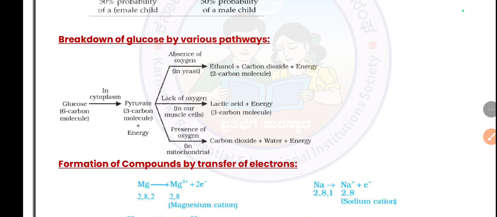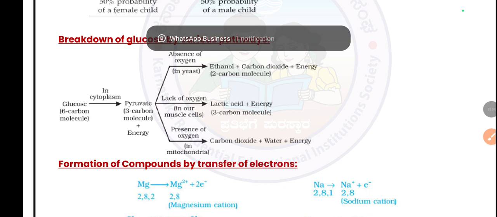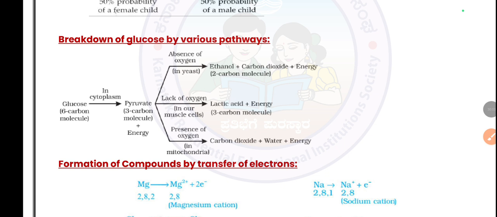Because of a lack of oxygen in our body, lactic acid is formed. It produces high pain. Okay, that's why it's important. The next one, in the presence of oxygen: carbon dioxide, water, and energy. Okay, this occurs in the mitochondria. This is the common process in all human beings and animals.